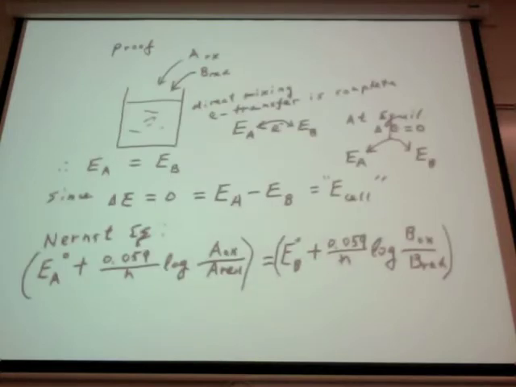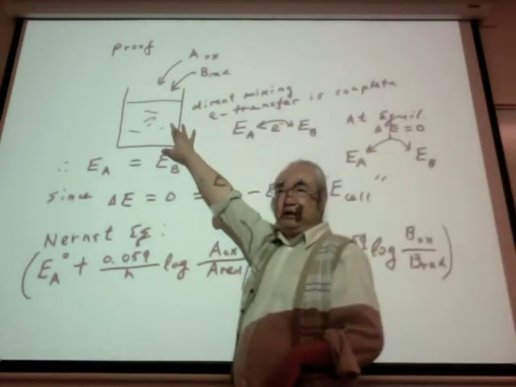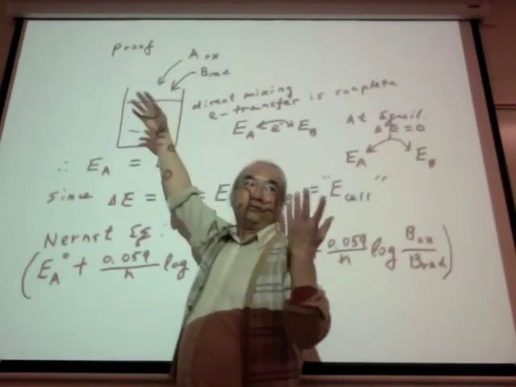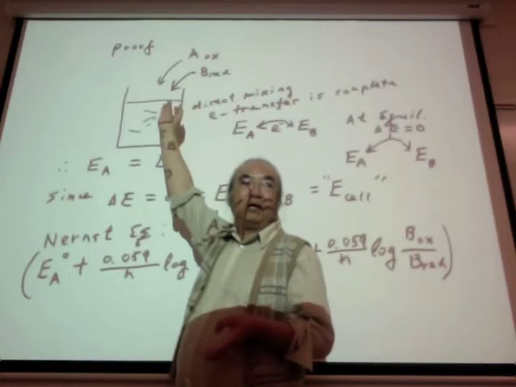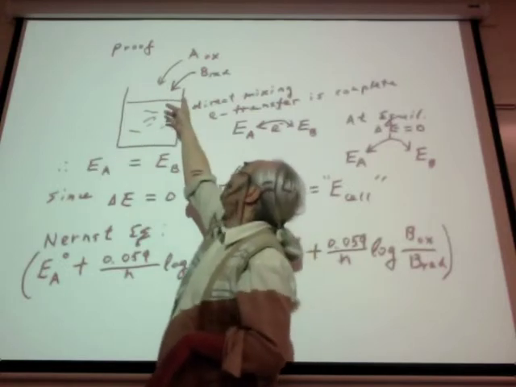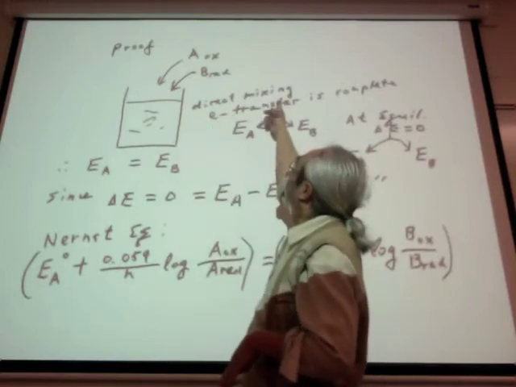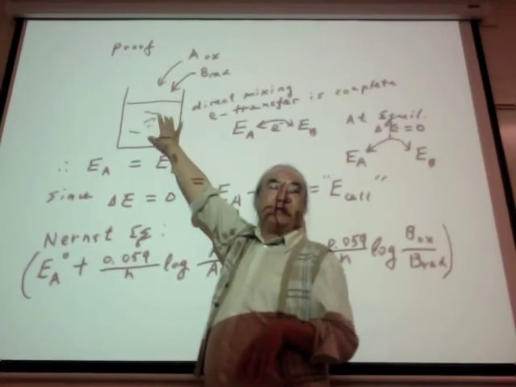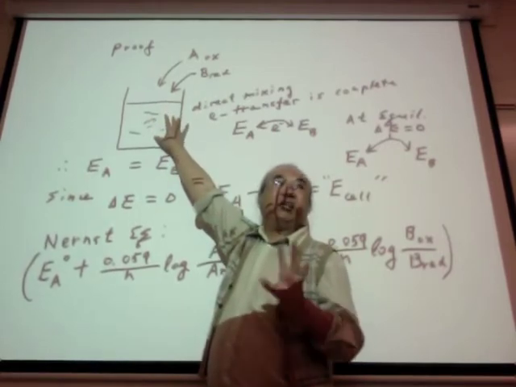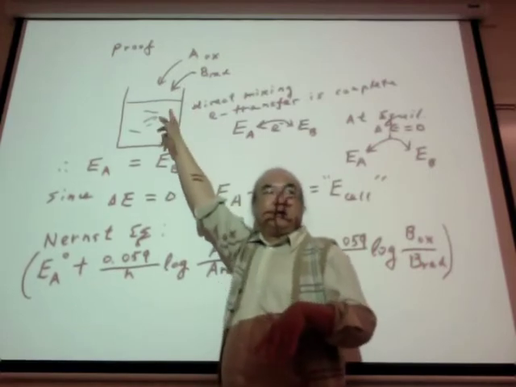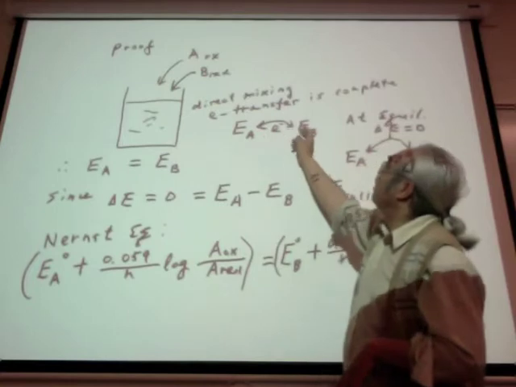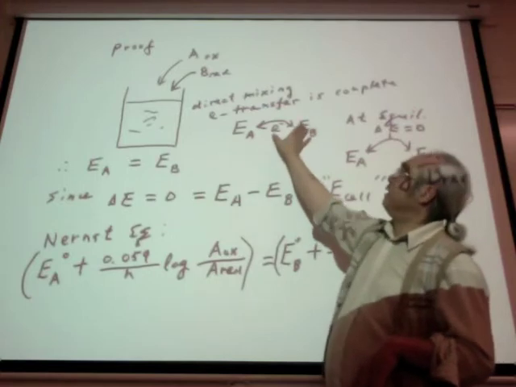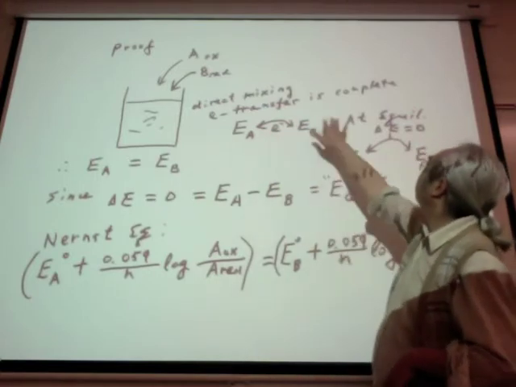Okay, here comes the proof. Practically speaking, you have two chemicals, right? One of the chemicals is in reduced form, and the other must be in oxidized form for a complete reaction. So you put the two chemicals in. Here we are talking about direct mixing. Once it's direct mixing, the electron transfer is complete instantly, and it's at equilibrium.